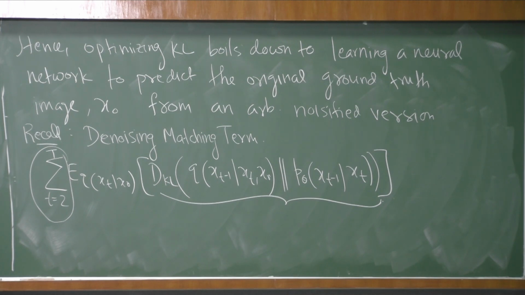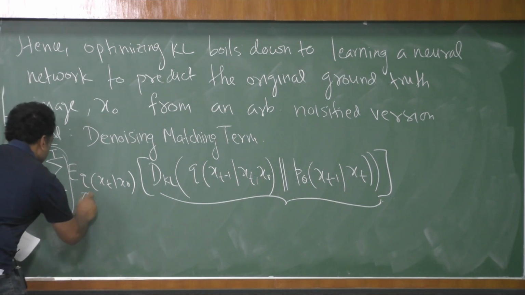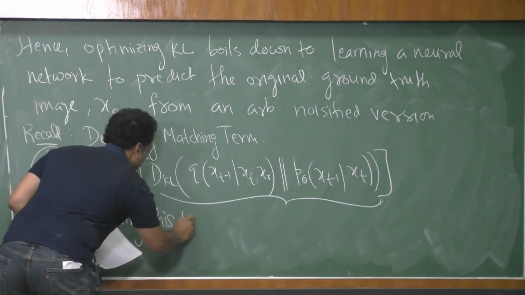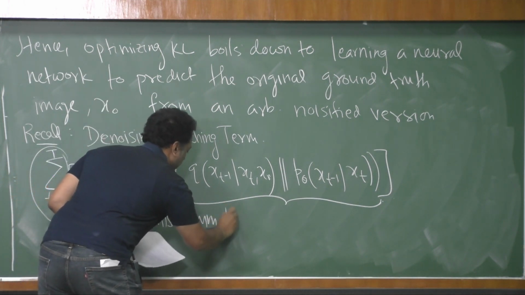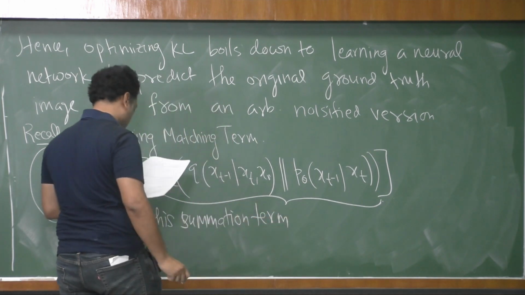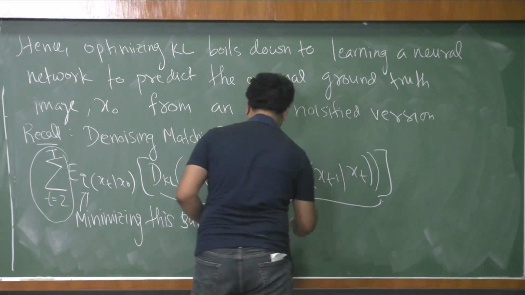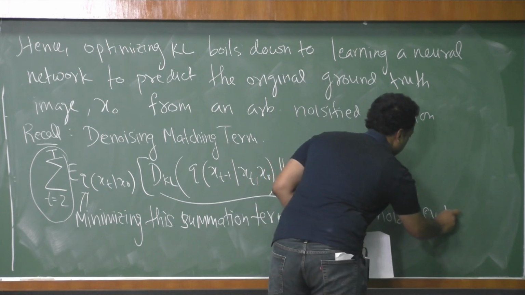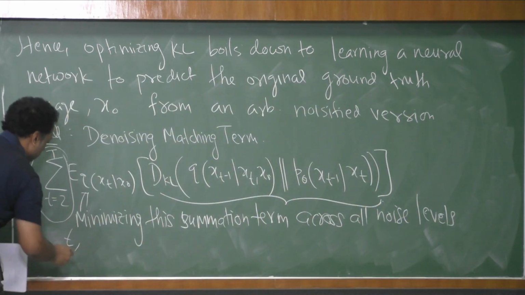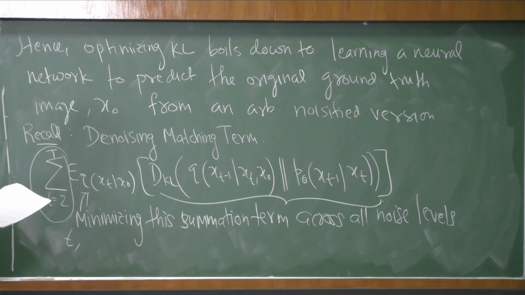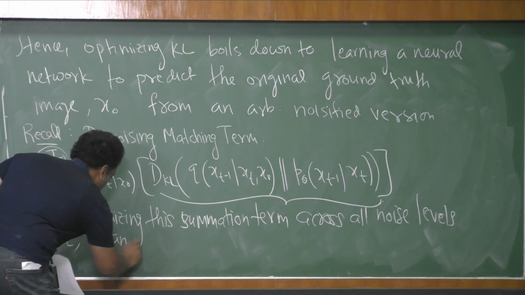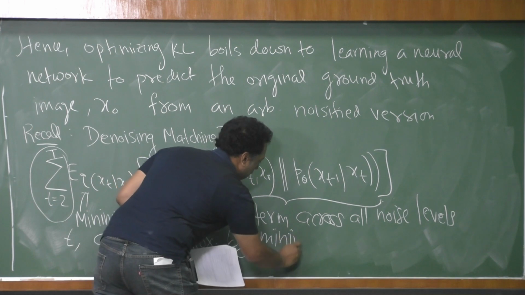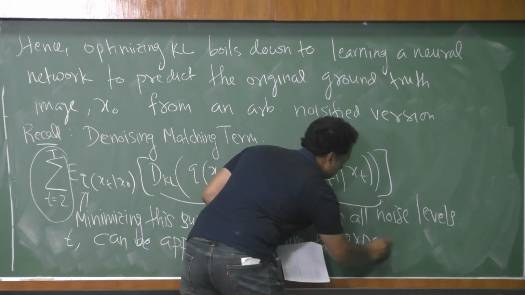Minimizing this summation term across all noise levels, and remember that in our case the noise levels are T, can be approximated by minimizing the expectation over T.